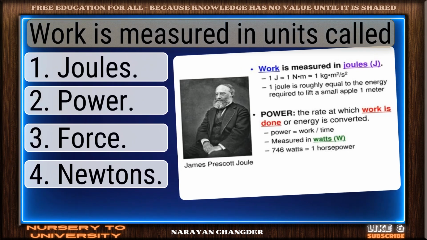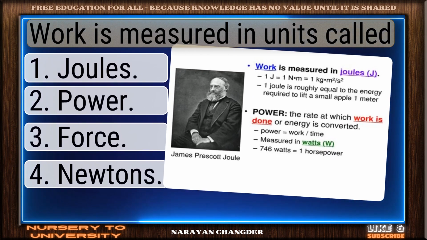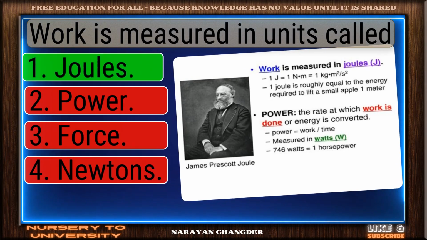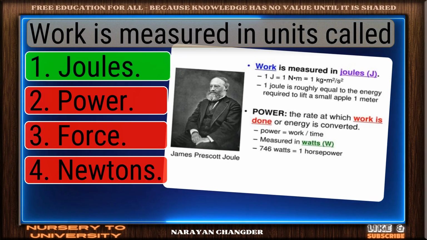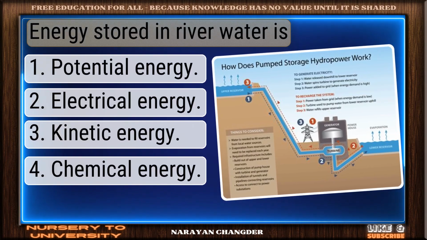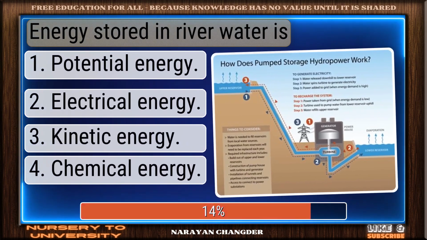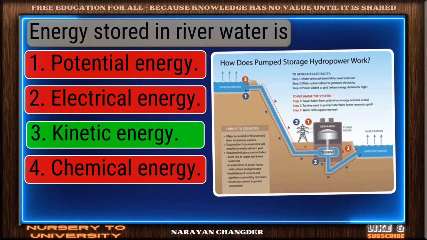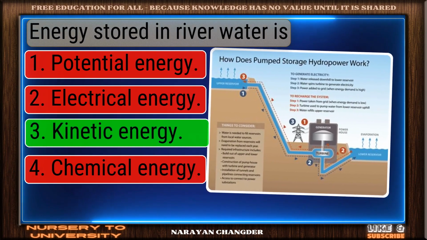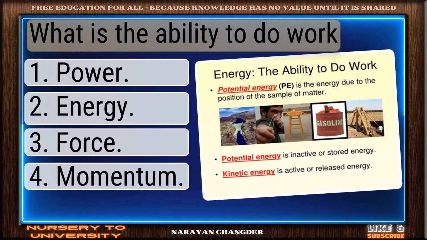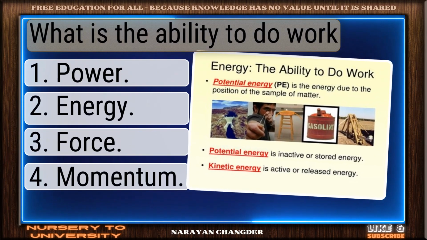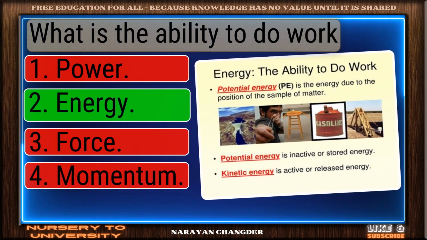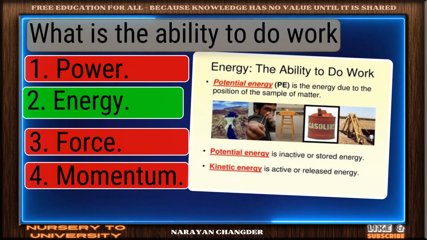Question number 63. Work is measured in units called? Nicely done. Joules is a solid answer. Question number 64. Energy stored in river water is? Solid response. Kinetic energy is a valid choice. Question number 65. What is the ability to do work? You chose energy, and it is correct.